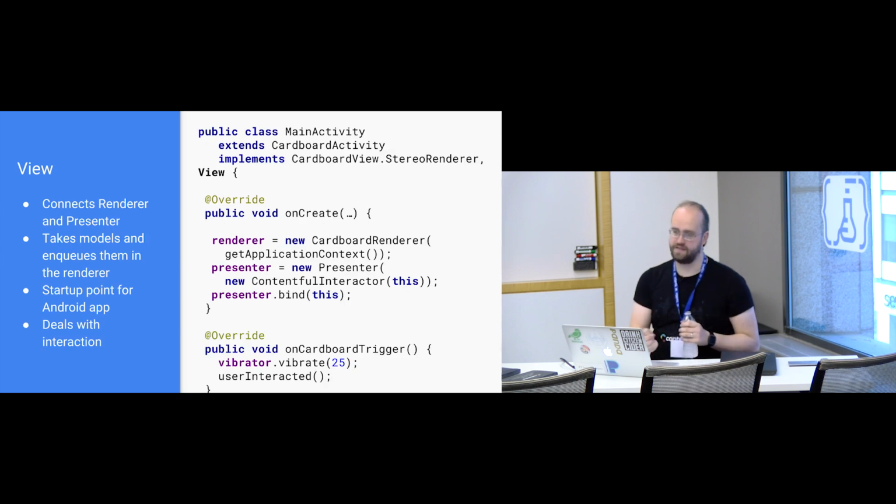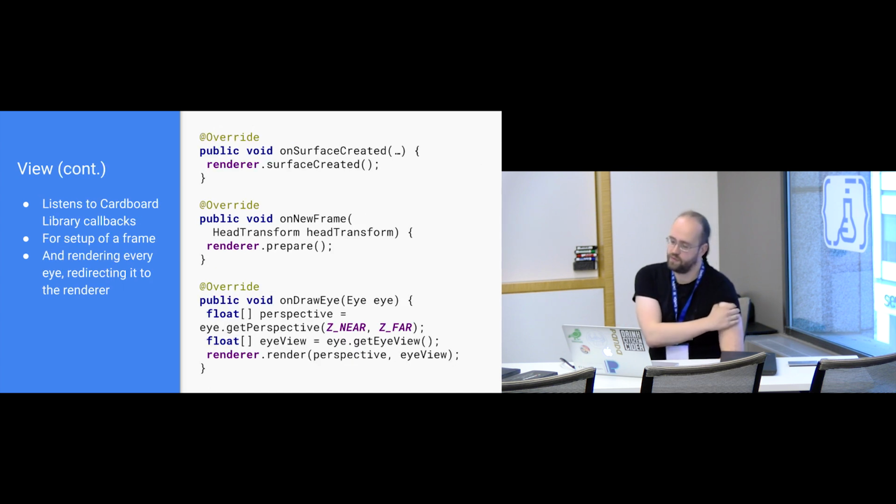Also, when I create this view, I have to set up all the interactions between each other. So I have to create the renderer, the presenter, and bind the presenter and the renderer together so that they know about each other. What I also need to do in this case, because I wanted to use the default way, is extend the cardboard activity. The cardboard activity already takes the burden of creating an OpenGL surface and context. So I can immediately use OpenGL commands, which is quite nice because I don't need to worry about surfaces or anything.